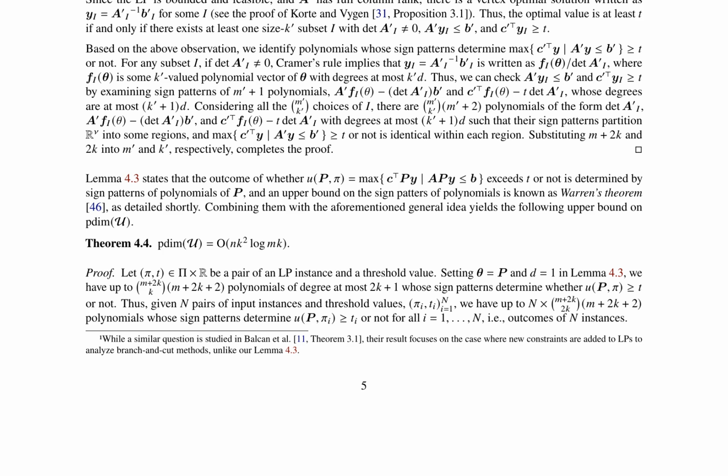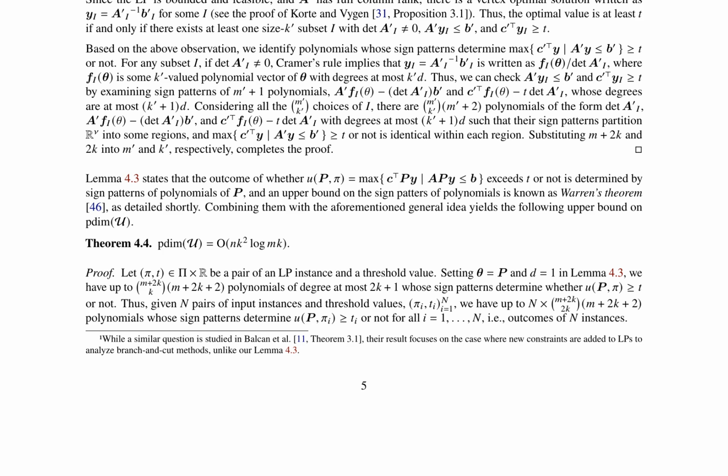Considering all possible choices of I, there are (m choose k) times (m plus 2) polynomials of degree at most k plus 1 in d variables, whose sign patterns partition the input space into regions, and the optimal value is identical within each region. The authors then use lemma 4.3 to derive an upper bound on the number of outcomes.